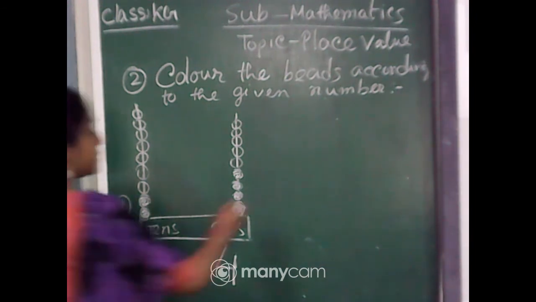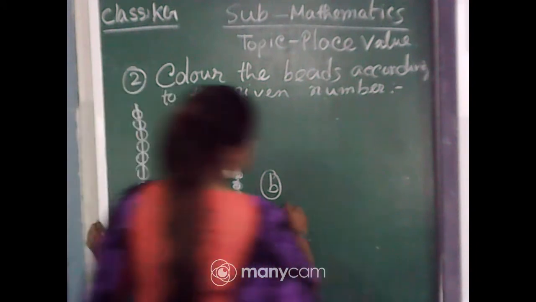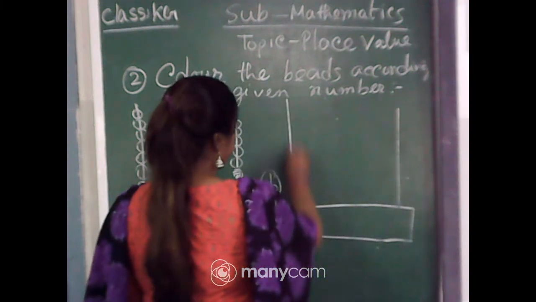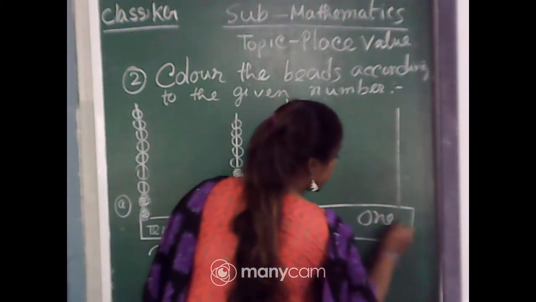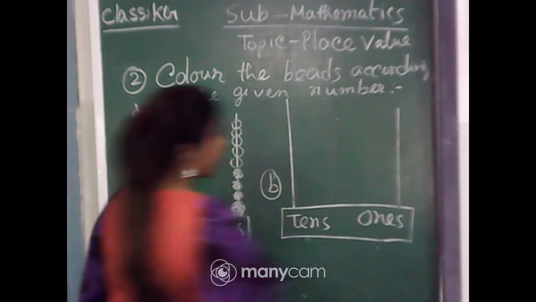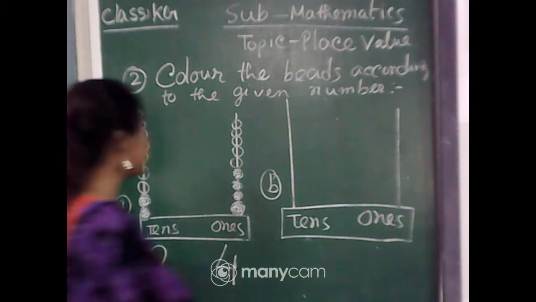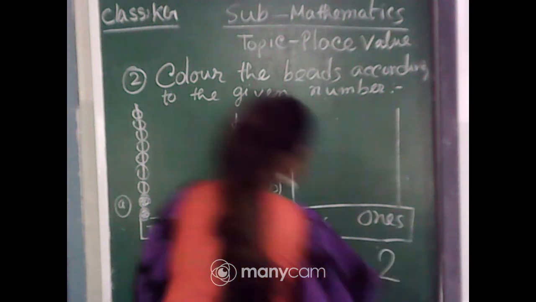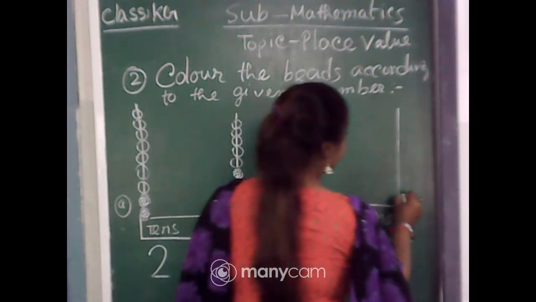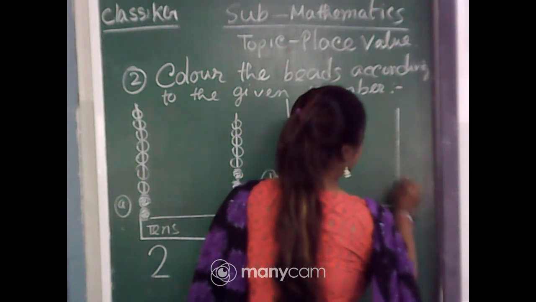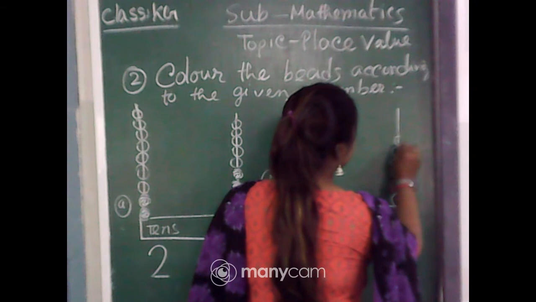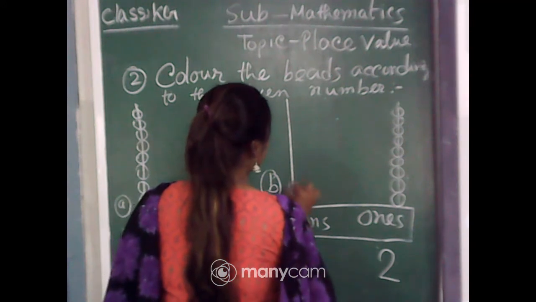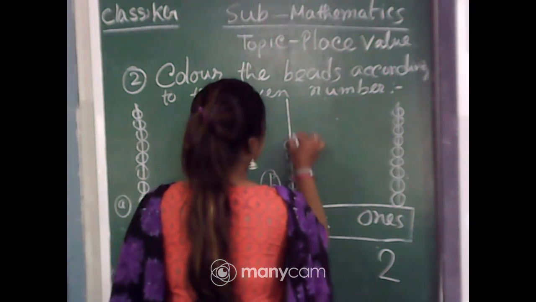Okay. Next, number B. Again first I have made this abacus and written ones and tens, and the question is 42, and again I have drawn here in the ones column 1, 2, 3, 4, 5, 6, 7, 8, 9, and in the tens also 1, 2, 3, 4, 5, 6, 7, 8, 9.